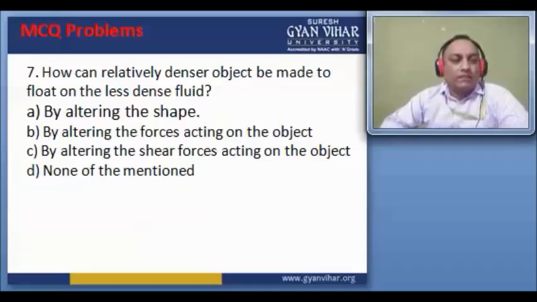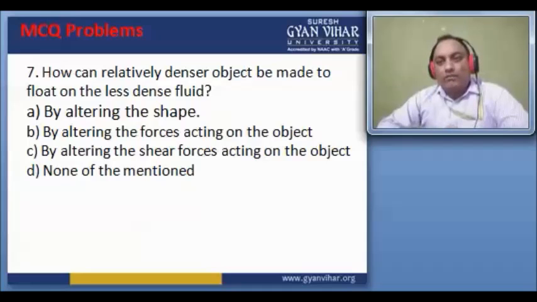For question number 7, how can a relatively denser object be made to float on a less dense fluid? Option A, by altering the shape; B, by altering the forces acting on the object; C, by altering the shear force acting on the object; and D, none of the mentioned. So answer A is the right answer for this question, right? And then move to the next question.